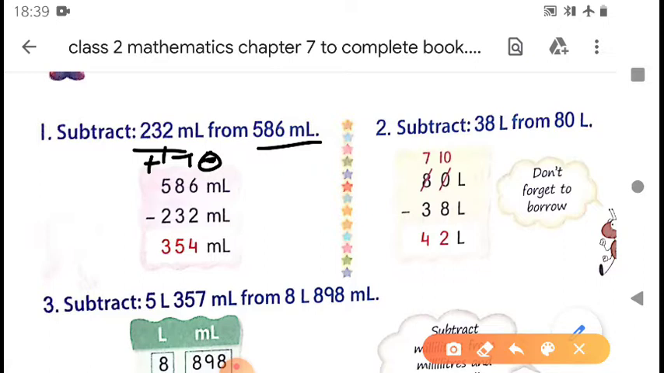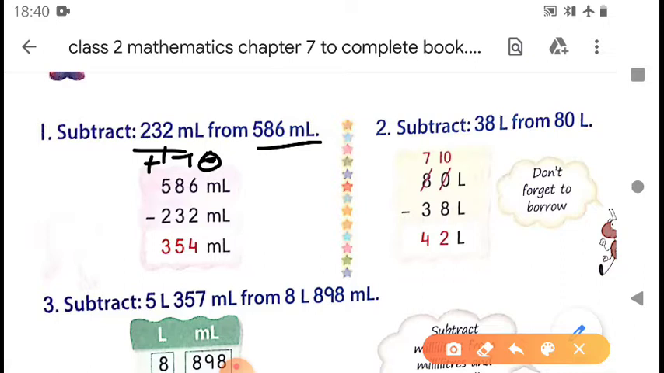Next is subtract 38 liter from 80 liter. Again, this means we have to subtract 38 liter from 80 liter. That is 80 liter में से हमको 38 liter minus करना है. So we write 80 liter first and then we write 38 liter. Subtracting, we start from ones place. Now at ones place it is 0 minus 8.